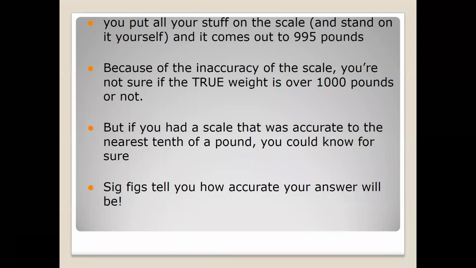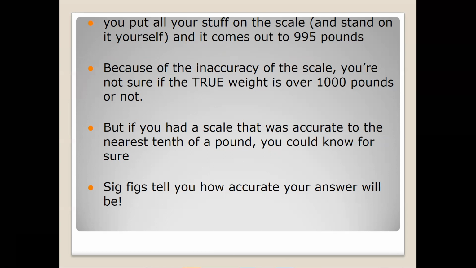So because you're going to put all of your stuff on there, right? And you are going to determine that scale says that all of your stuff together weighs 995 pounds. Now, plus you. That's under the 1,000-pound limit, right? But your scale's inaccurate, so you don't know if it's actually 995 pounds or if the scale's just reading it wrong, because it's only accurate to that one place. So its true weight could be more than that.